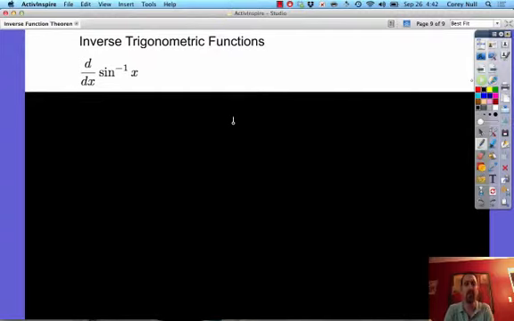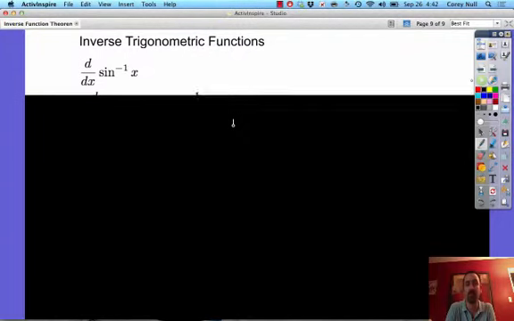Okay, so just to recall, the inverse of a trigonometric function returns an angle, right? So you put in a ratio, you get out an angle. Most trig functions, you put in an angle and you get out a ratio. So we're going to try to find how the inverse function works, and we're just going to use the inverse function theorem.